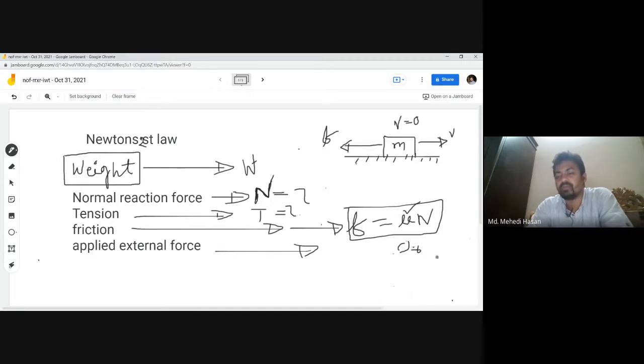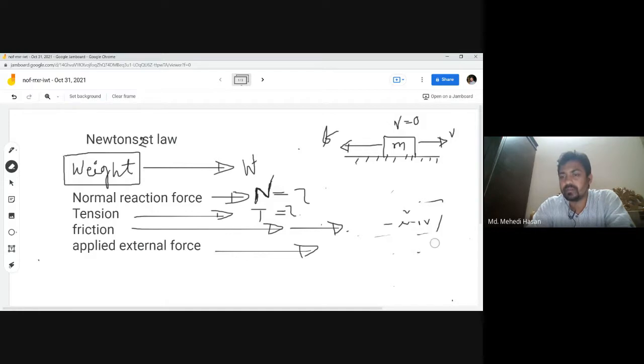Okay, so 0.4, 0.3. So this is constant, and N is the normal reaction force. So by using this equation you can find out the frictional force if you know the normal reaction force and the coefficient of friction. Is it okay? Do you understand the frictional force? Yes, sir. Okay, so frictional force will always act opposite to the motion, in the opposite direction of the motion.